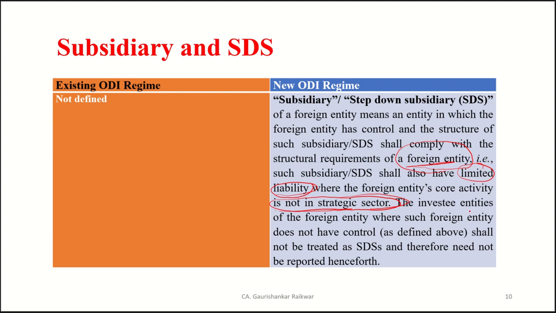An investee entity, that is, a foreign entity of the foreign entity, where such foreign entity does not have control as defined above, shall not be treated as a step down subsidiary. This is basically going another layer down where there is no control, so it will not be treated as a step down subsidiary and therefore need not be reported henceforth. Where the foreign entity has no control over the further step down subsidiary, it is not required to be reported under the ODI regime.